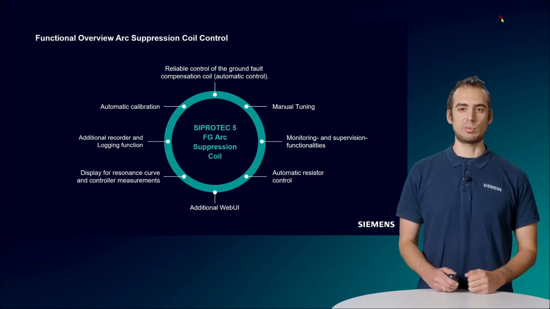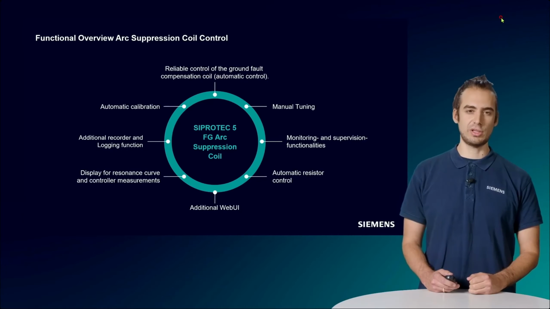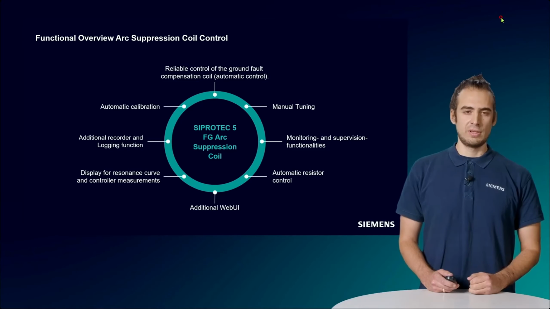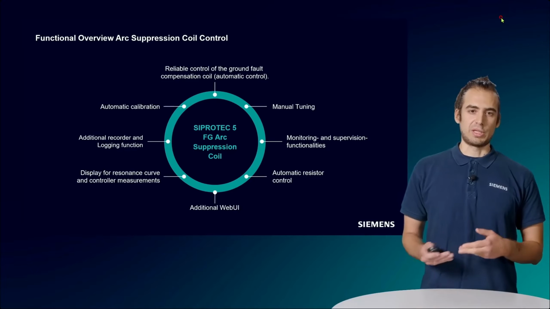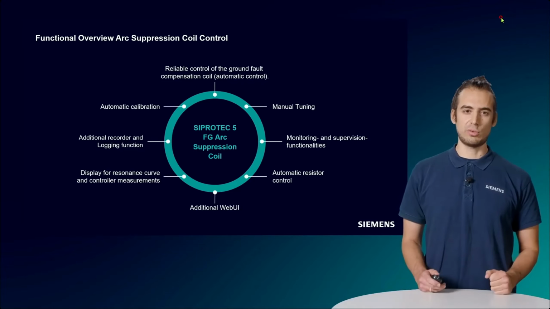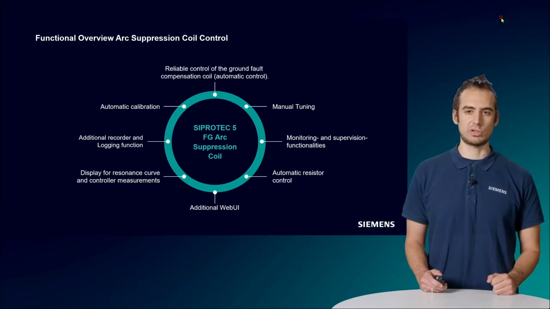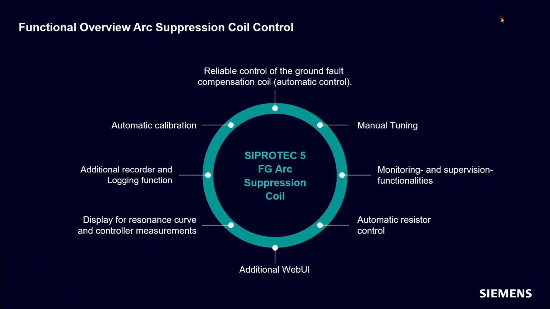Then we have an automatic calibration function. This is necessary for the commissioning of the function. In the beginning, we have to calibrate the function to the coil and the potentiometer we are working with. So therefore we have this automatic calibration function, and this makes the commissioning quite easy.